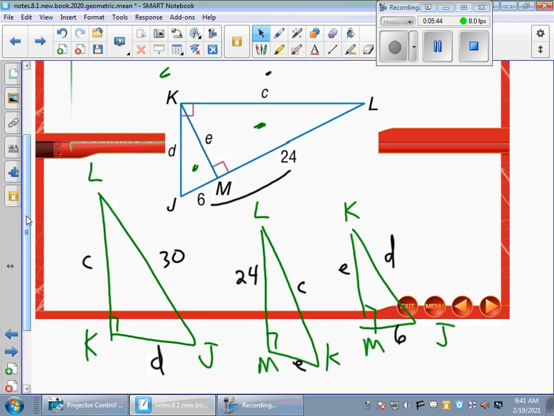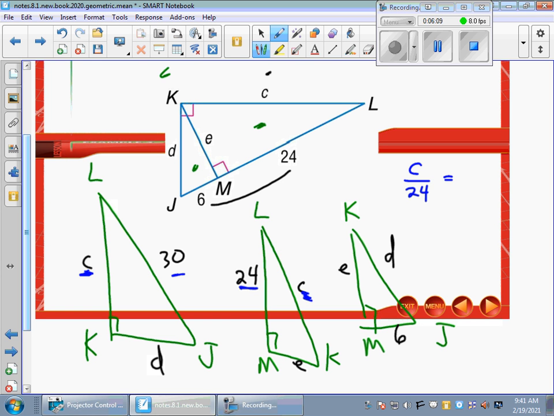So again, we want to try to find the geometric mean, which means we want to try to match up things that make sense. So C, and we have to match up with a C. So this C, if I match that up, actually goes with 24. So I'm going to go C over 24 equals, well, what matches up with that C right there is 30.